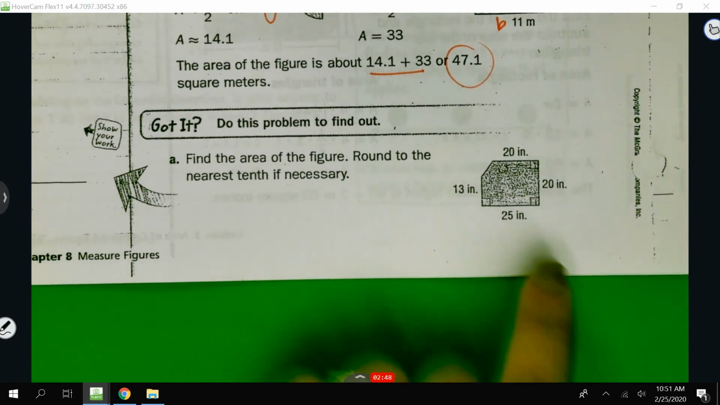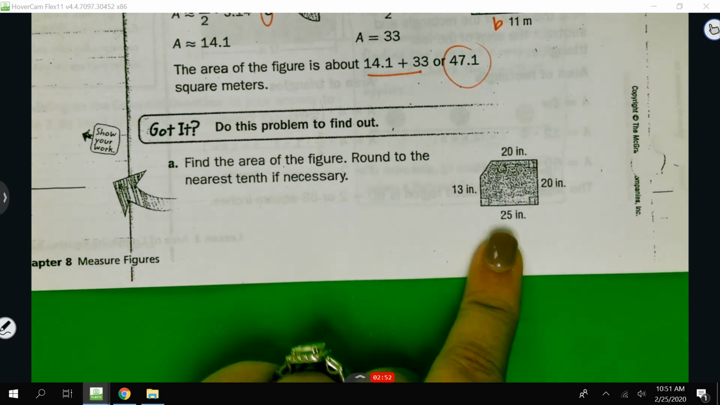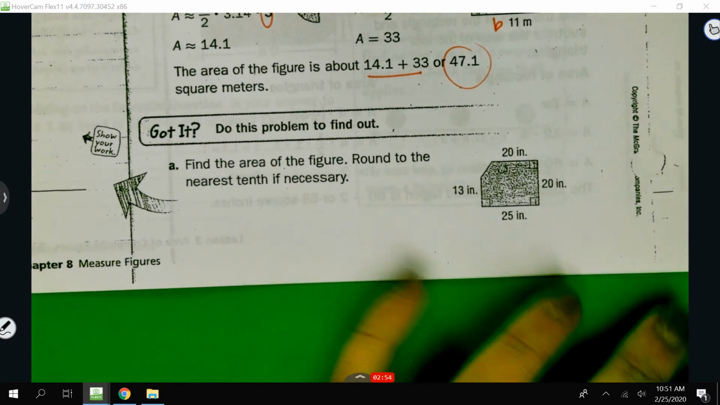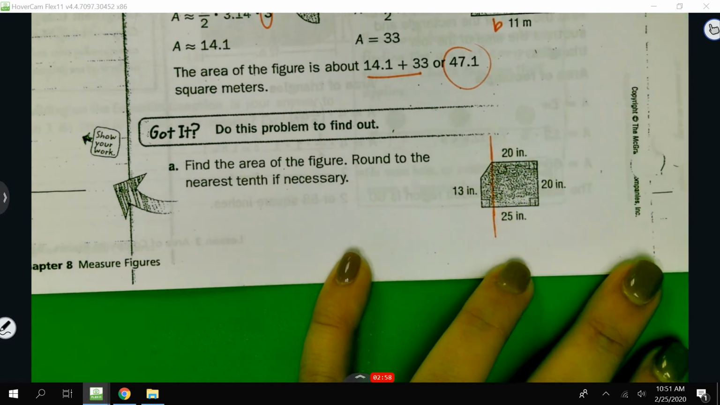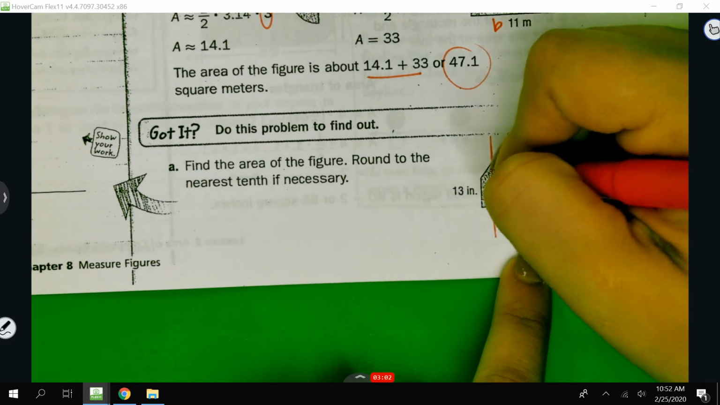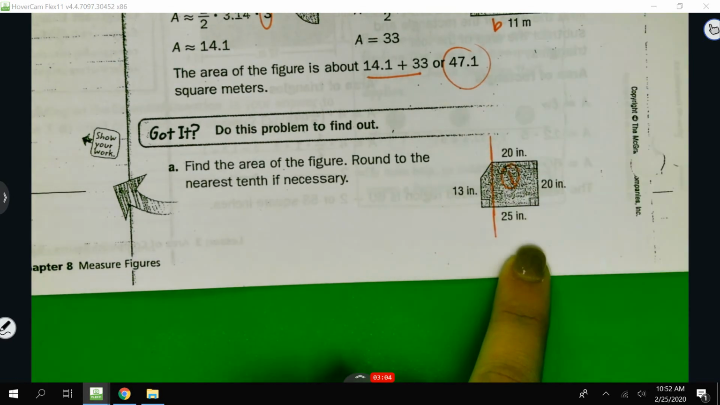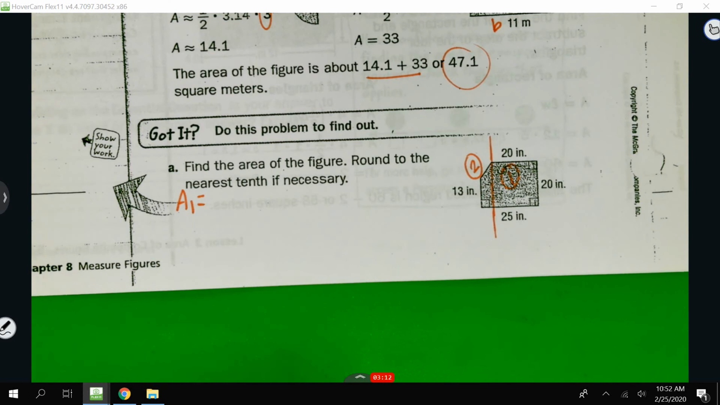All right, looking at this figure, what two shapes are put together to make that? Yeah, a trapezoid and a square. If I cut it down right here, that leaves me with a trapezoid and a square. So I'm going to say that my square is my first figure. My trapezoid is going to be my second one. So I'm just going to say A1, so I know which work goes with which.